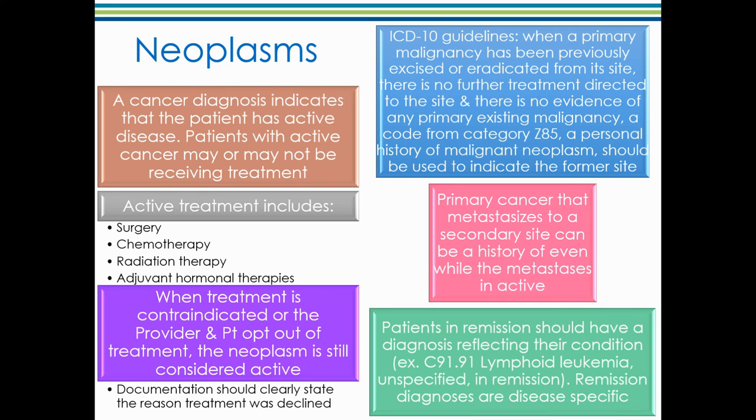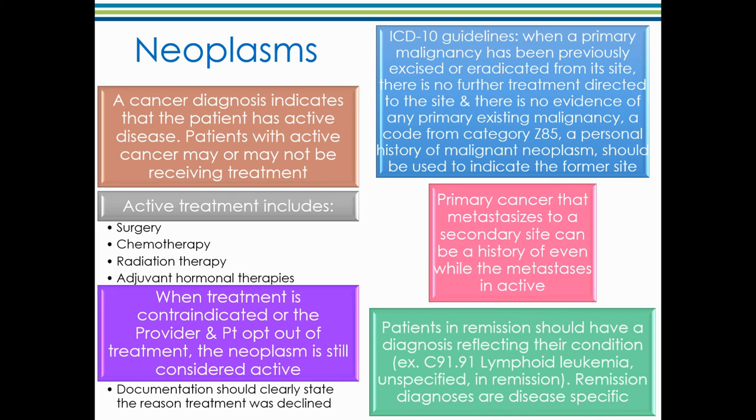Once the malignancy has been excised or eradicated, though, and there's no further treatment directed, that should be considered a history of code. If there is a primary cancer that metastasizes to a secondary site and that primary cancer is eradicated or a historical condition, the secondary cancer could still be an active condition and will still be active for as long as that is receiving treatment.